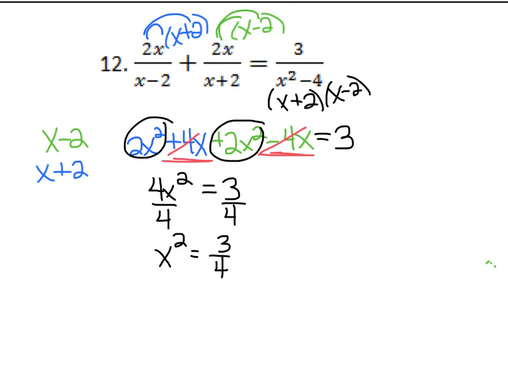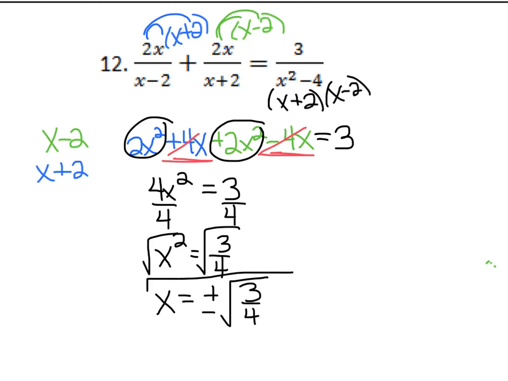X squared is not an x by itself yet. The opposite of squaring something is to take the square root. And whenever I take the square root, I don't know if they wanted the positive or the negative answer of it. So my answer is plus or minus the square root of 3/4. And that's answer number 12 of the Solving for Equations review as part of Chapter 5.